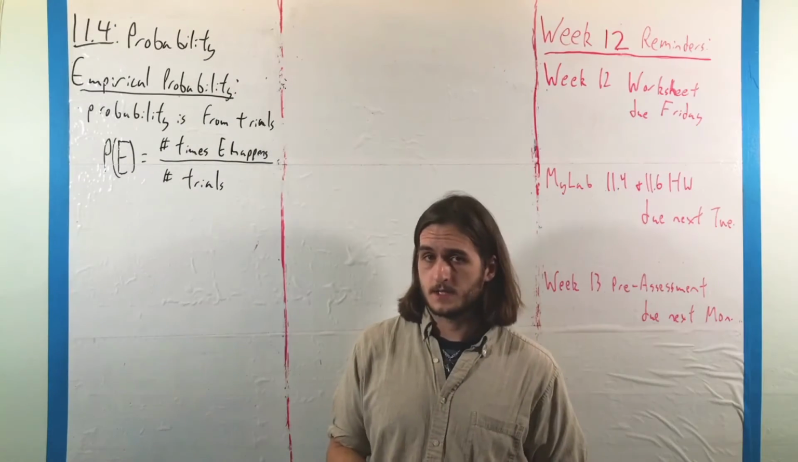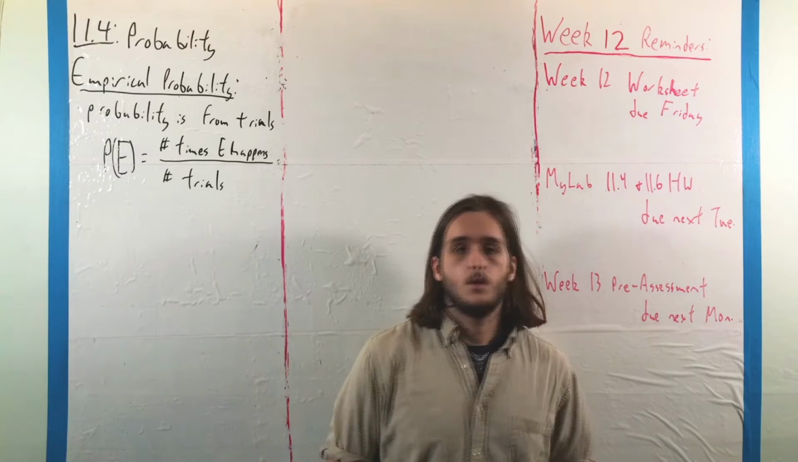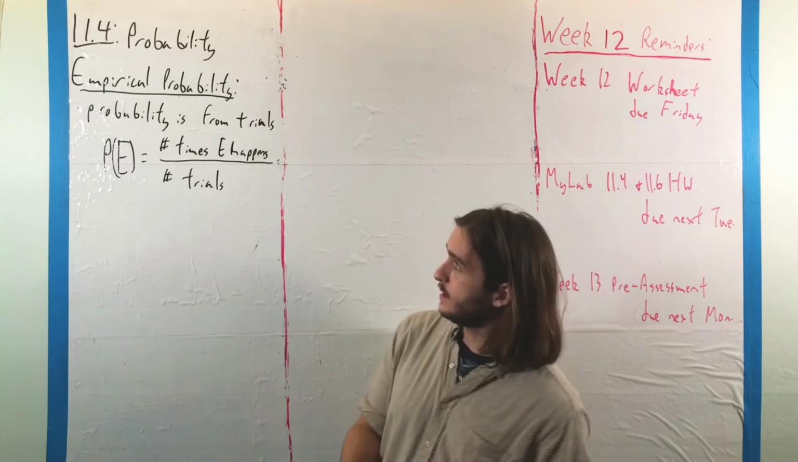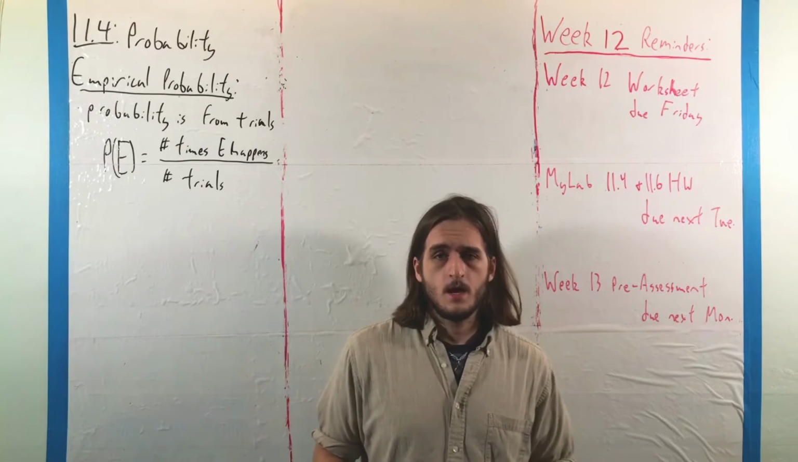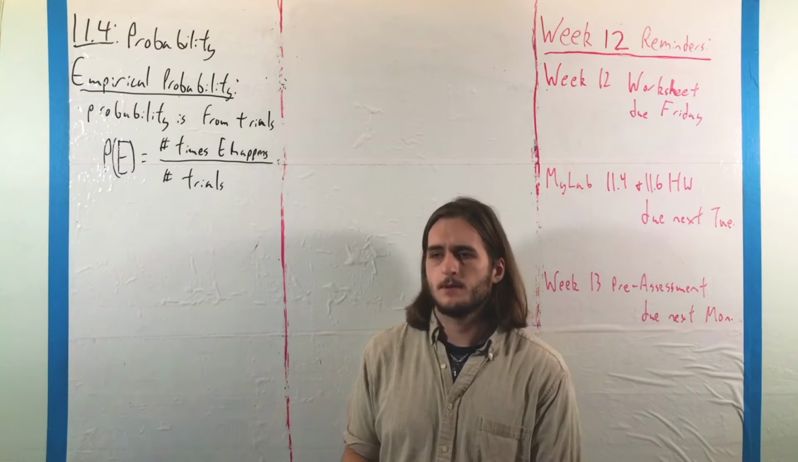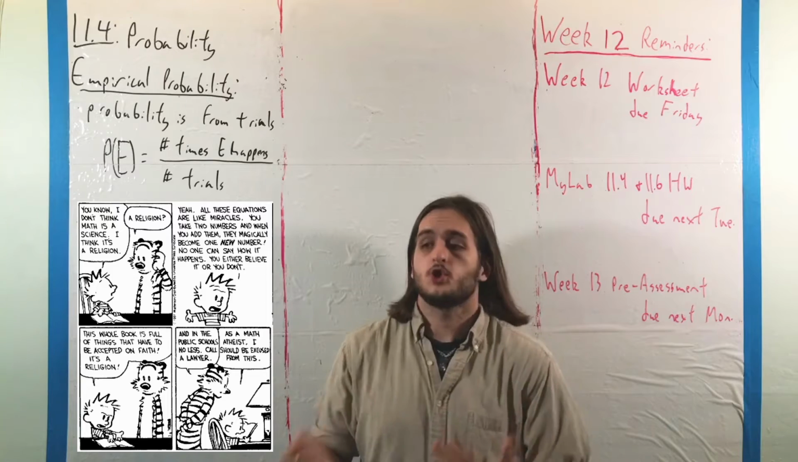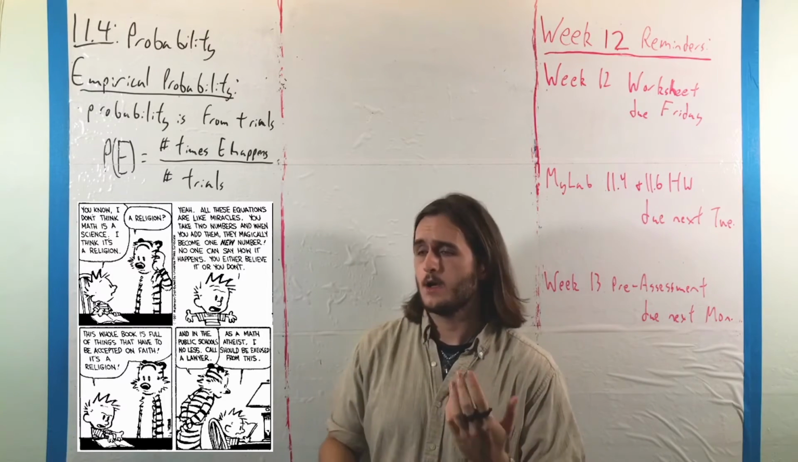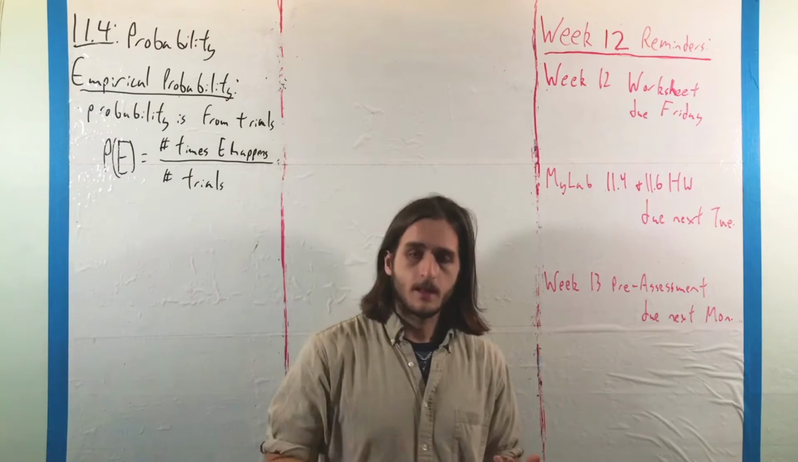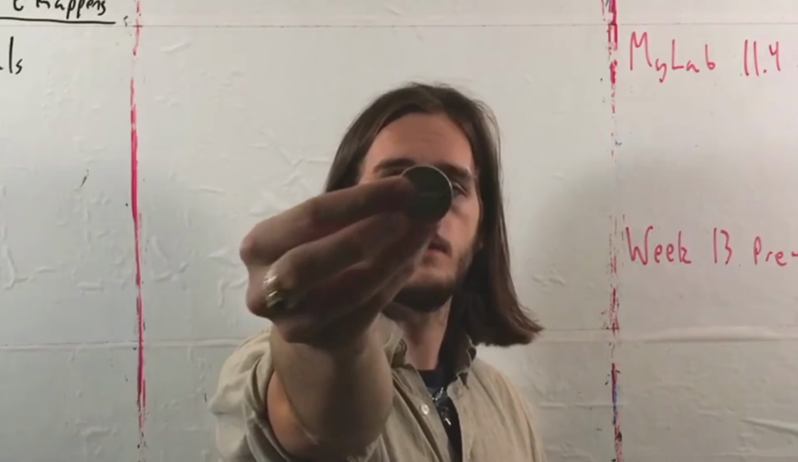Now we're going to look at the other side of the coin, as it were, where we're going to think about the idea of empirical probability. And with empirical probability, what we're doing is going from how things should be to, in a sense, how things are. So for example, let's think about this coin right here that I have.